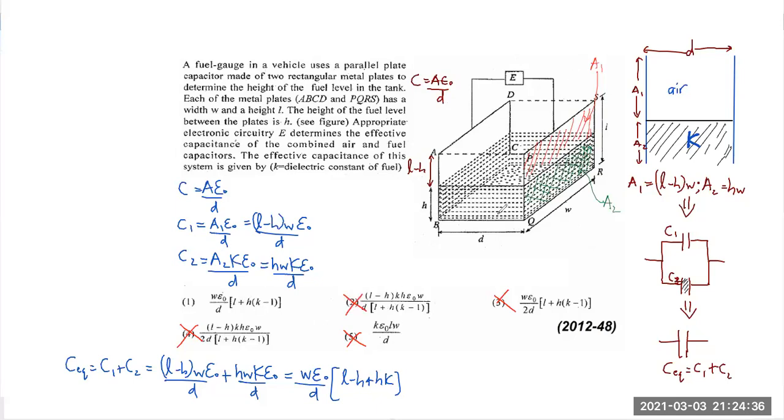And how have they got it? They have taken H common between these two. So W epsilon naught divided by D within the bracket, L is there. L plus, from H K minus H, they have taken H common, so within the bracket you'll get K minus 1. So that's why the answer is the first one. So no need to panic. If you get a question like that, take this as one capacitor, take this as one capacitor, and get the equivalent capacitance. That's how it works.